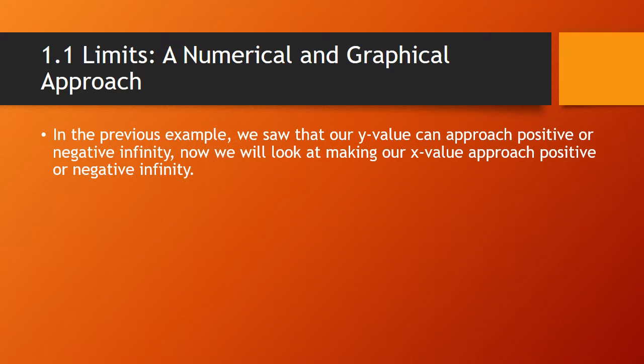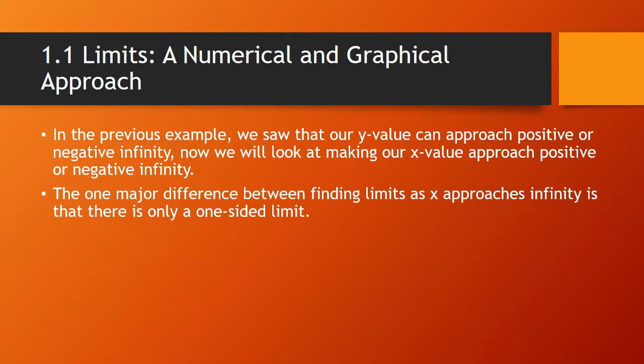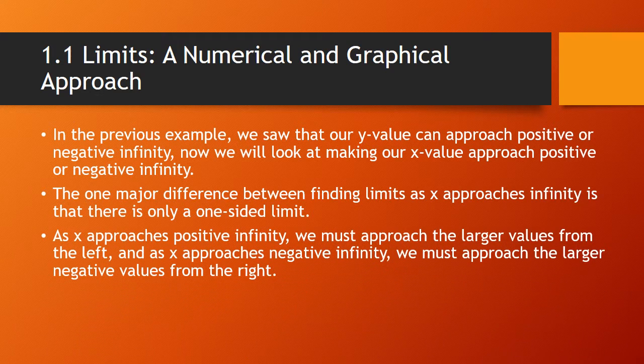Now in that example, we saw that our y value, the answer for the limit, can actually be positive or -infinity. Well, now we're going to look at what happens if we want x to approach positive or -infinity. And one major difference between finding limits as x approaches infinity and x approaches a regular number is that you're only going to have a one-sided limit. When x is approaching 3, you can look at what happens to the left and right of it. But if you're having x approach positive infinity, you can only look at it as it's going from the left. Or if you're going towards -infinity, you can only look at it going from the right.